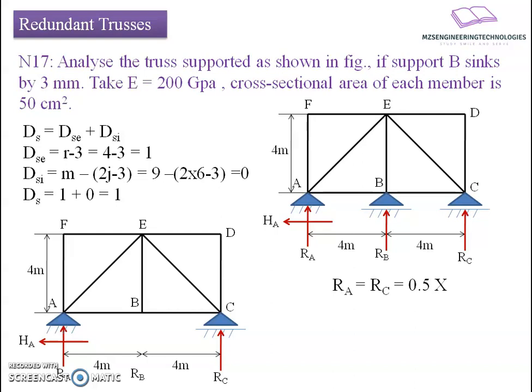constellation. At joint B, I am going to apply a unit load to know the effect of the redundant force X. Then RA and RC will come in terms of X as 0.5 times X, due to symmetry in the geometry and symmetry in the loading. Once we have the reactive forces, the second part is to find the coefficient of contribution of this redundant force in the other members.